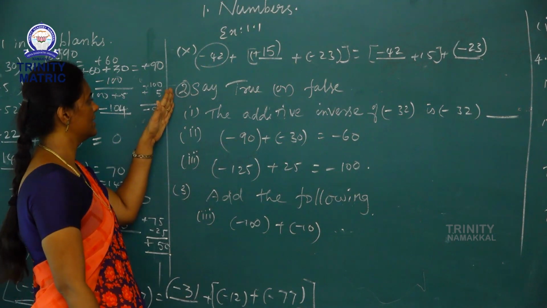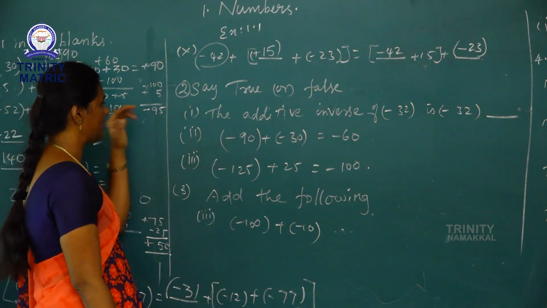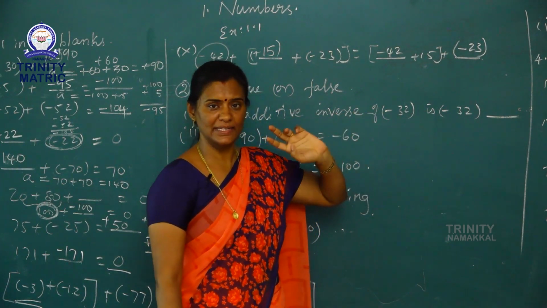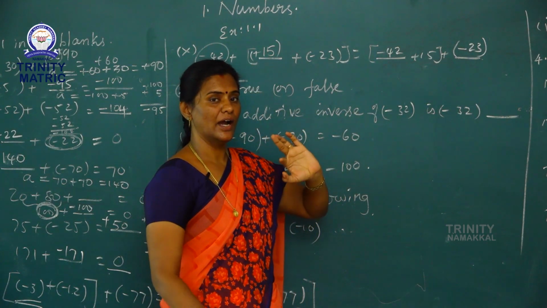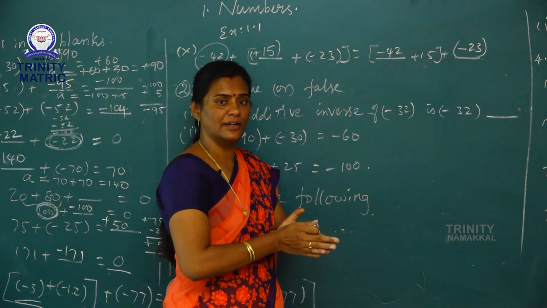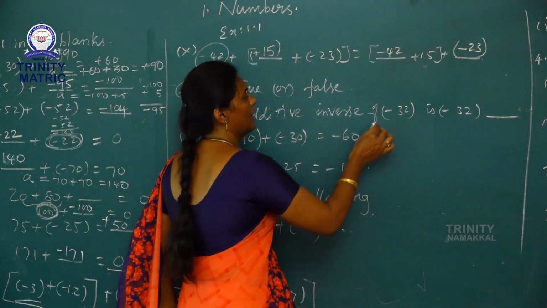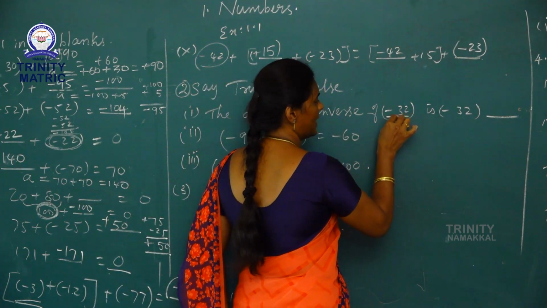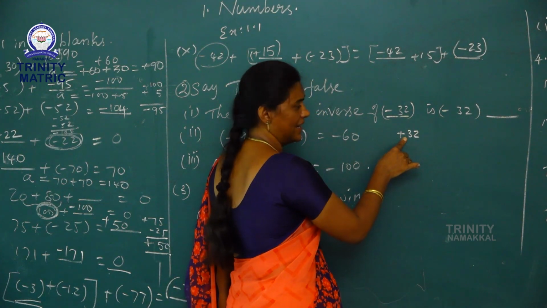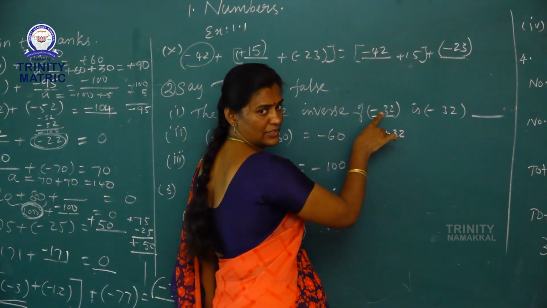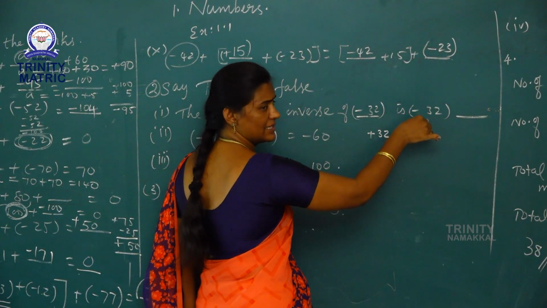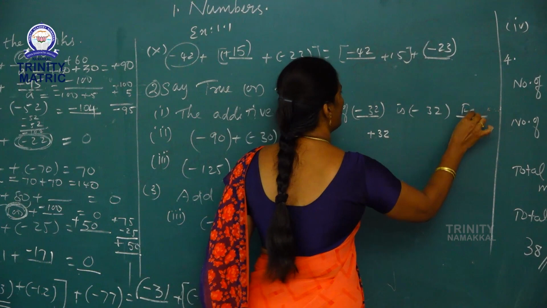Then see second one, true or false. The additive inverse of minus 32 is minus 32. See, additive inverse is a number that has its own negative number. What is the additive inverse of minus 32? It is plus 32. This is the additive inverse of minus 30. Plus 32 is the additive inverse of minus 32. But in that question, the additive inverse of minus 32 is also minus 32. So this is false.